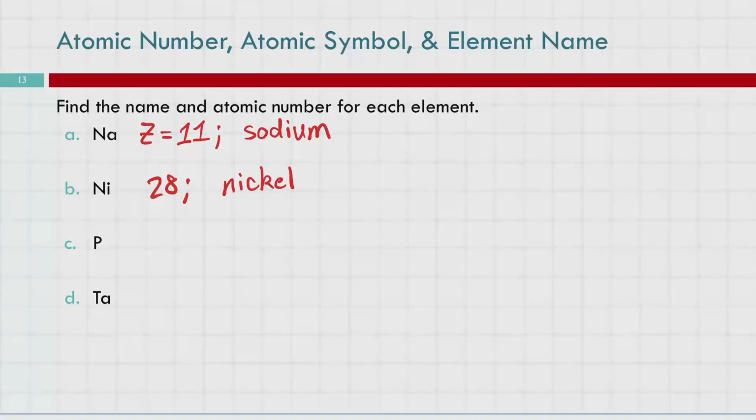Then we've got P. We can find P in the top right area of the periodic table. It's in column 15, third row. It's got the number 15, and it is phosphorus. And then we've got Ta, a very enticing element. Where is Ta?